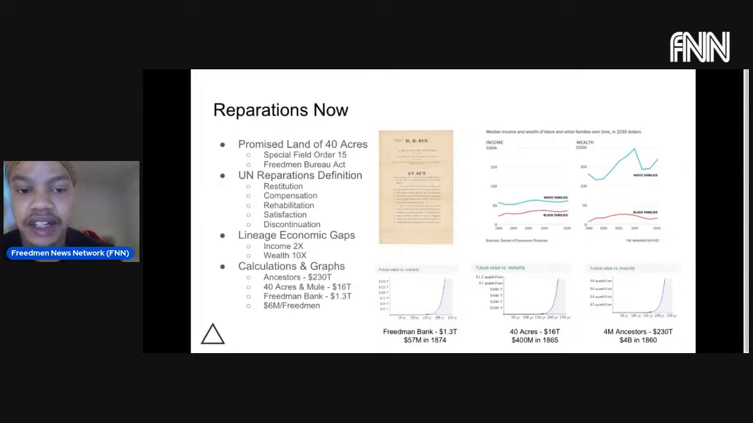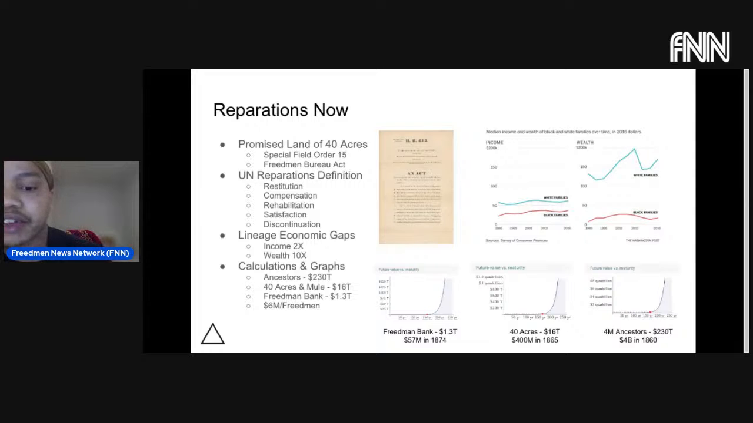And then in terms of the lineage economic gaps, there's a 2x gap in terms of income, there's a 10x gap in terms of wealth, and then in terms of what we calculated, the value that our ancestors were quoted at in 1860, they were valued at $4 billion. 4 million of our ancestors were valued at $4 billion, and you can add 7% interest, which represents inflation. If you adjust for inflation and the 7% return, our 4 billion ancestors would be worth 230 trillion today.